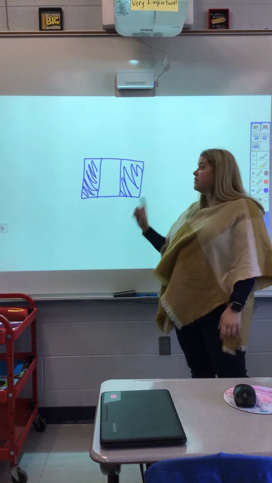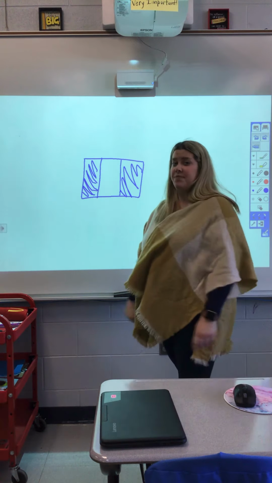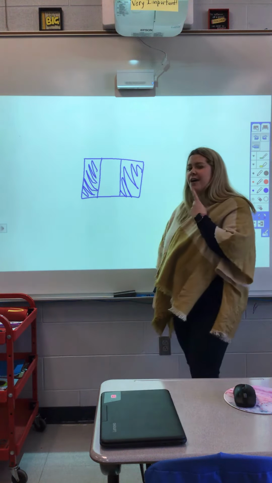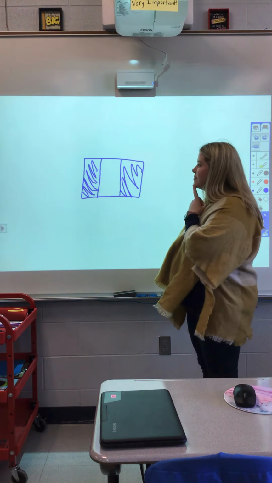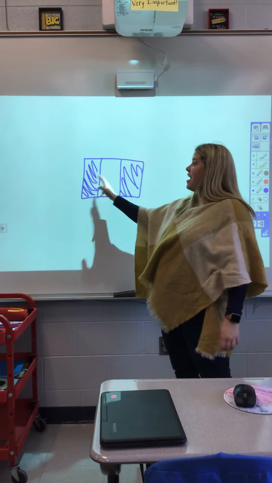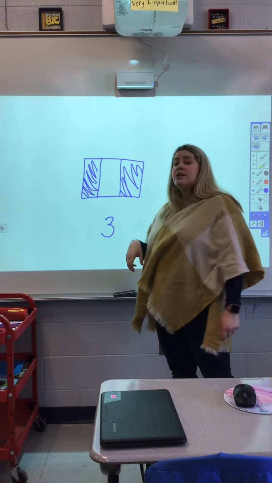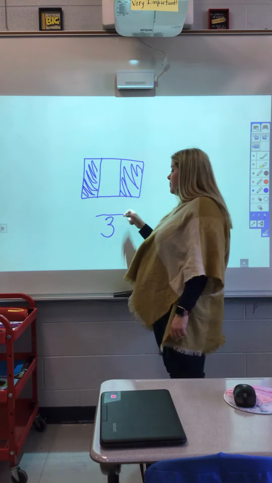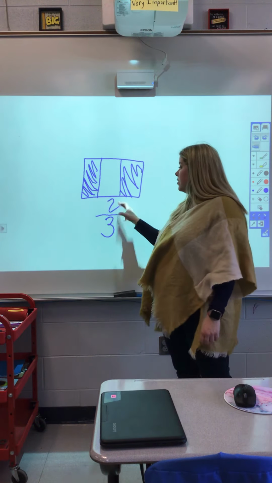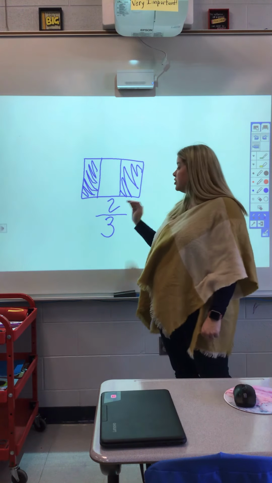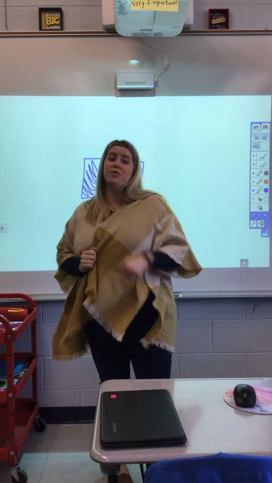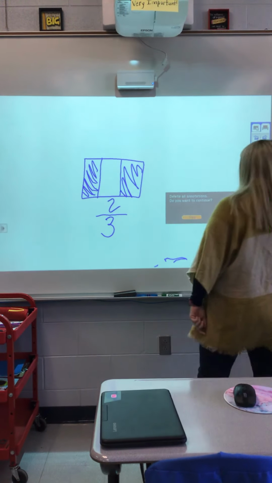What fraction of this shape is shaded? See if you can figure it out without me. Try to figure it out. Did you say 2/3? Let's see. I have 3 parts total, so I know my denominator will be 3. How many parts are shaded? 2. So what is my fraction? 2/3. Good. Let's try one more before you move on to practicing on your own.